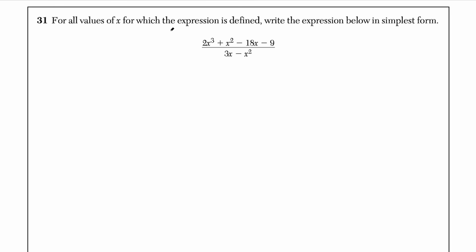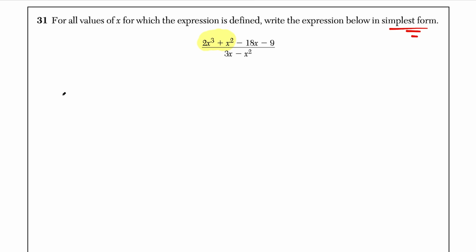Question 31, for all values of x for which the expression is defined, we're going to write the expression below in simplest form. So for this question here, we want to simplify this. We could do this by factoring everything and then canceling common factors. So for the top, we have 4 terms. So we're going to use factoring by grouping.